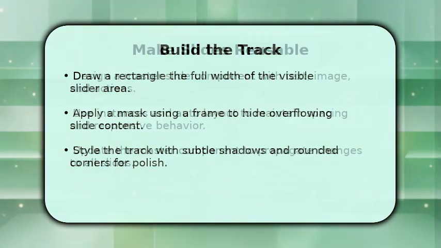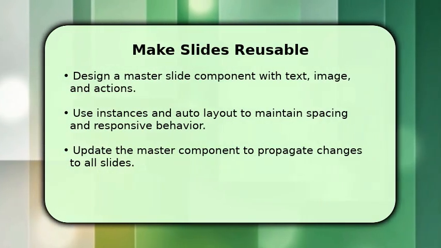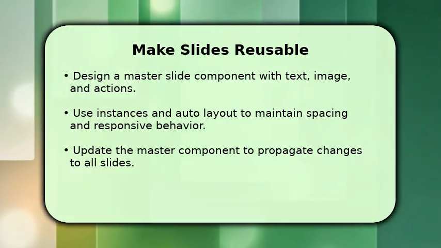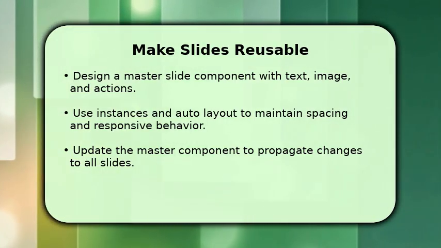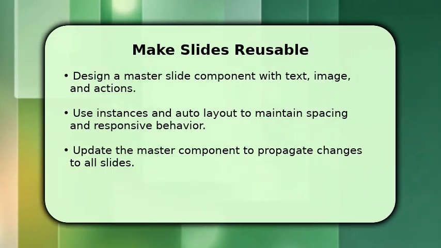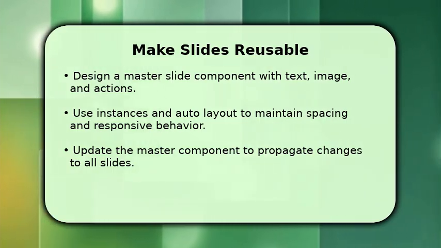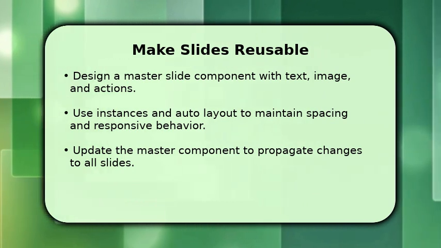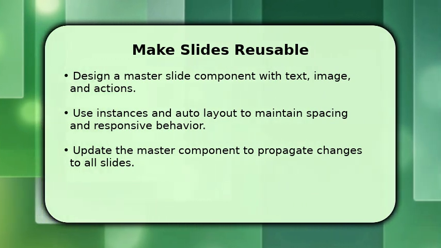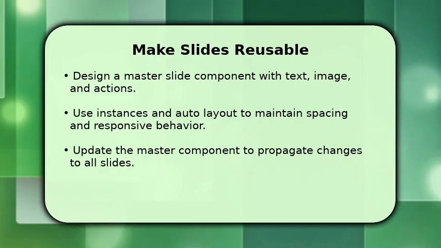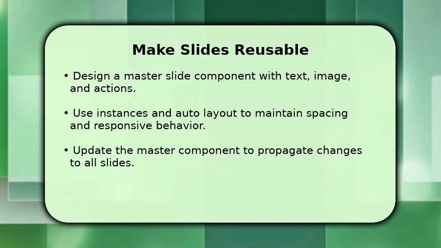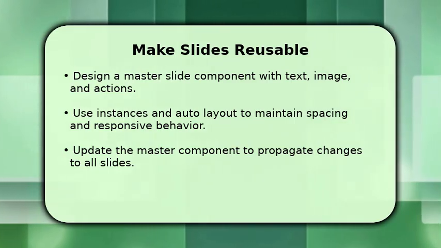Design a single master slide as a component containing image, title, and a CTA, then use instances for each slide to keep consistency. Apply auto layout inside the component to ensure content resizes correctly and maintains spacing between elements. When you need to change a color or type, edit the master component and watch all instances update instantly. This saves time and ensures a consistent, responsive slider across different screen sizes.